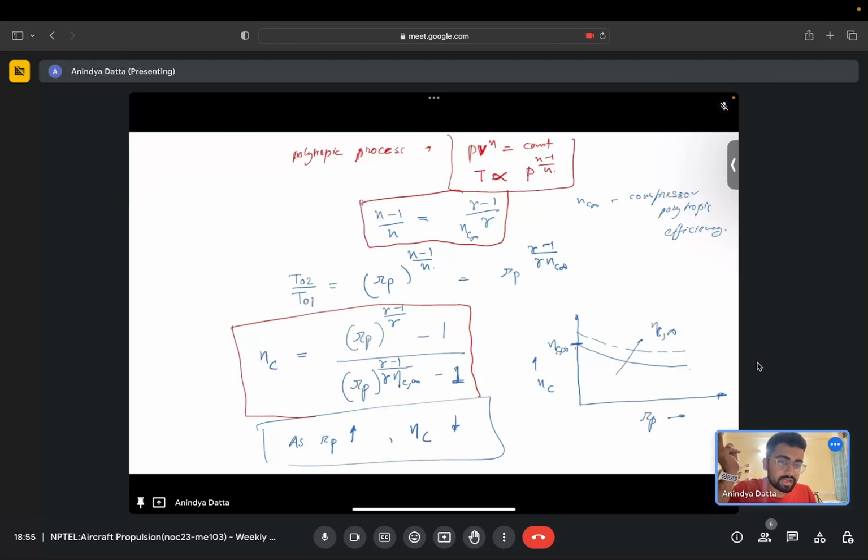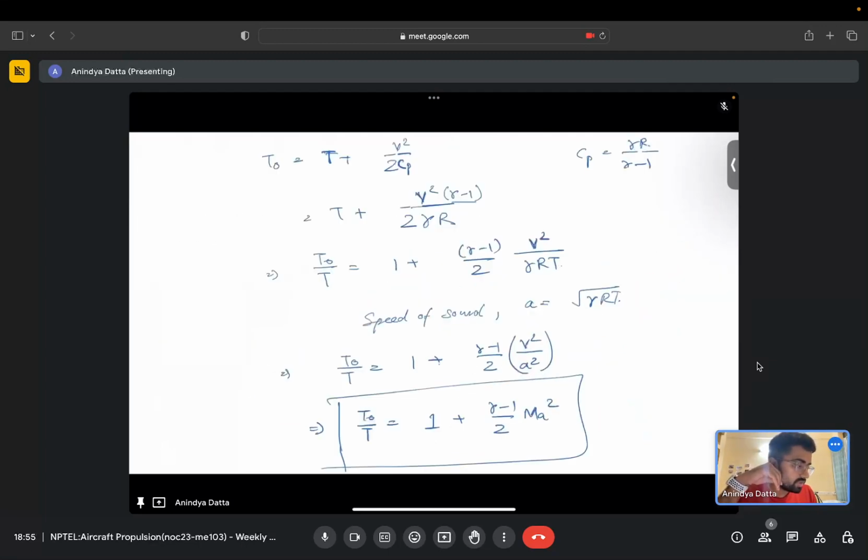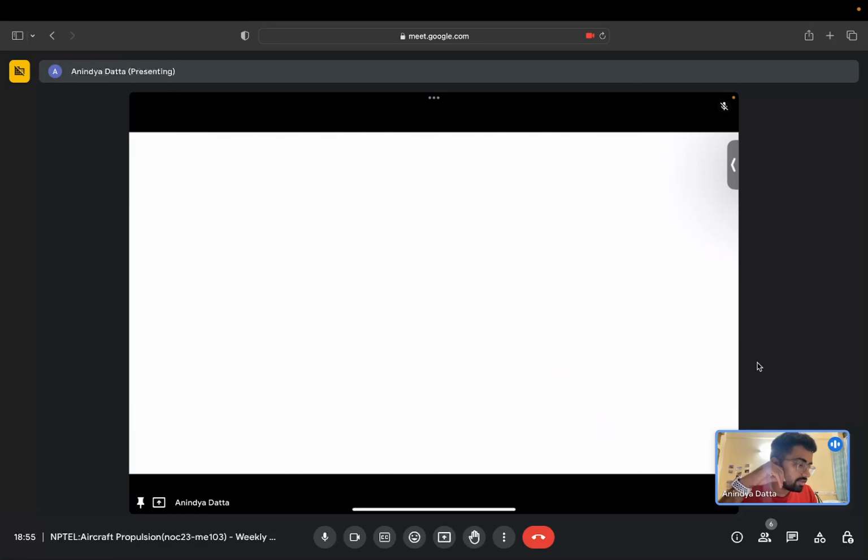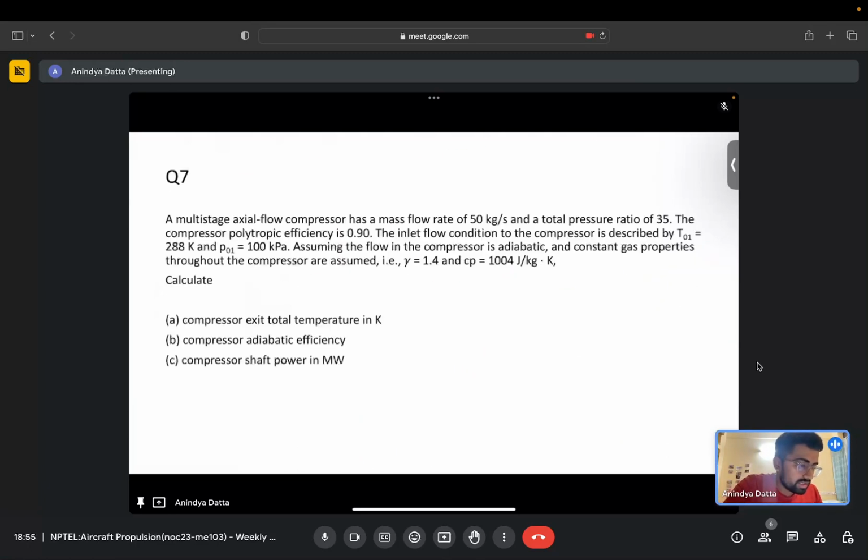If you look at the derivation, you will see that for turbines, when the pressure ratio increases for a given value of polytropic efficiency, the turbine isentropic efficiency actually increases. The trend is reversed from what we see in the case of compressors. Okay, these are the formulas that we'll put to use in this problem. So let's go through this problem.